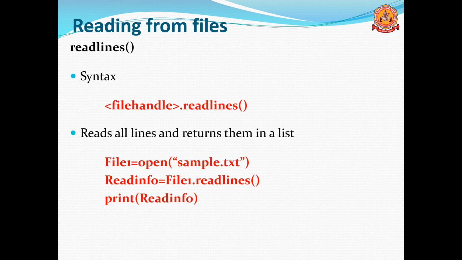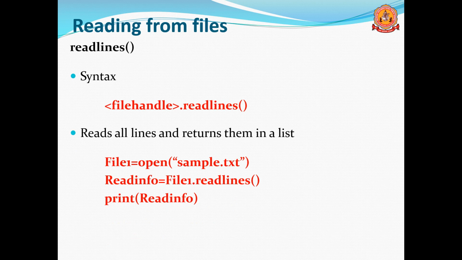Remember, if you use read or readline, it will read the data and return it in the form of strings. But if you use readlines, it will return the data in the form of a list. List means, in other programming languages we normally say arrays, but in Python it is known as a list. So if you use readlines, it will return the data in the form of a list. Here you can see file1 is an object equals open function.